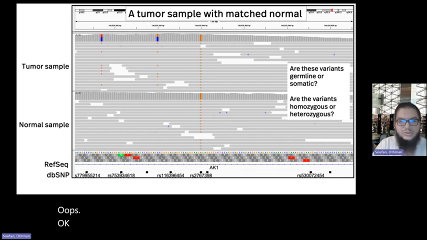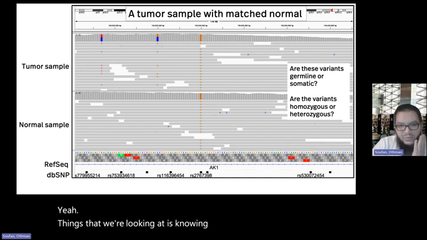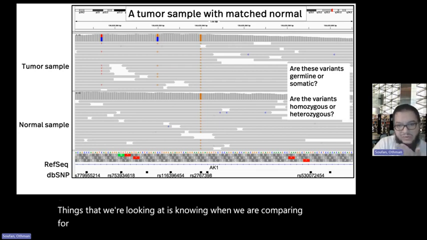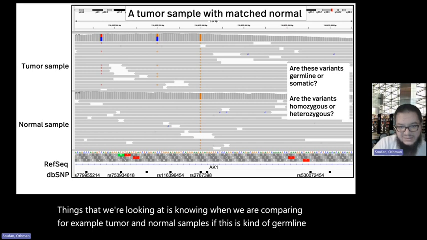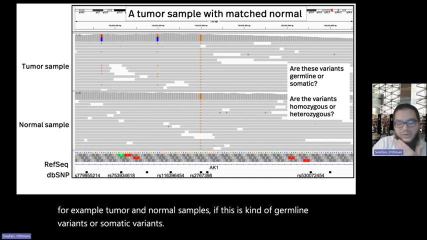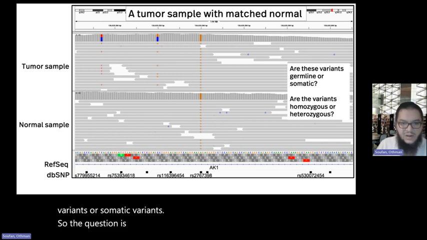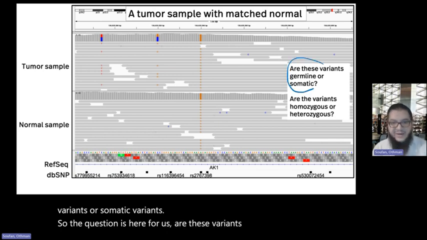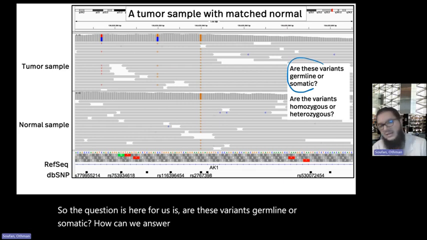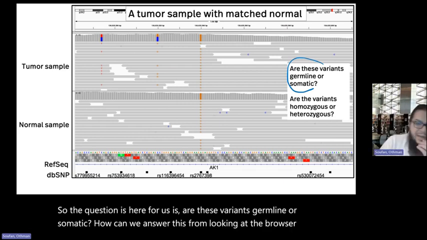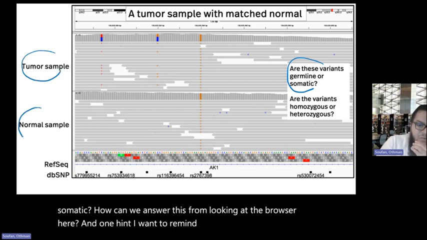Okay, anyway, so one of the things that we're looking at when comparing, for example, tumor and normal samples, is knowing whether these are germline variants or somatic variants. So the question for us here is, are these variants germline or somatic? How can we answer this from looking at the browser here? And one hint, I want to remind you that we have two groups of samples.